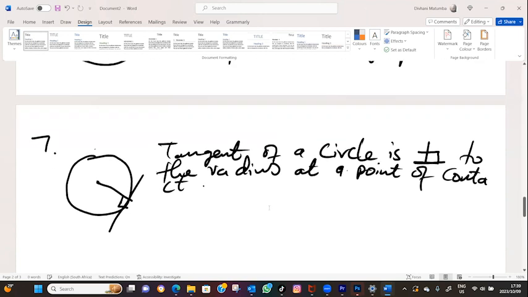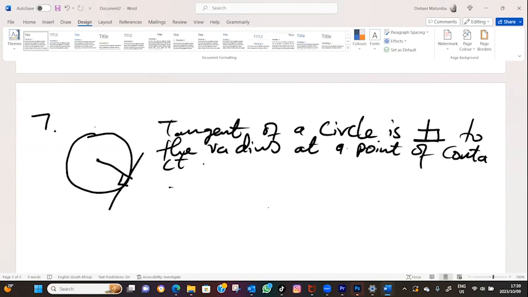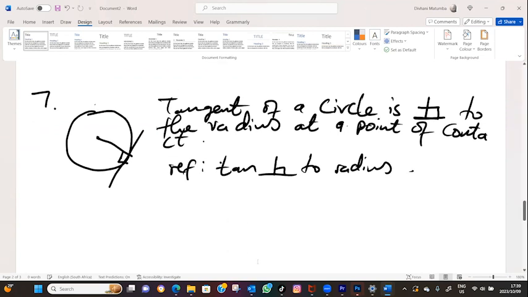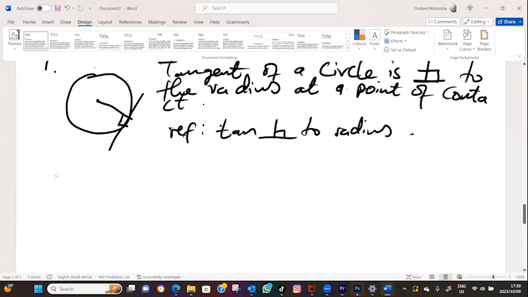Okay, now the reference is tan perpendicular to the radius. Right. Number 8, we have this theorem. Okay.